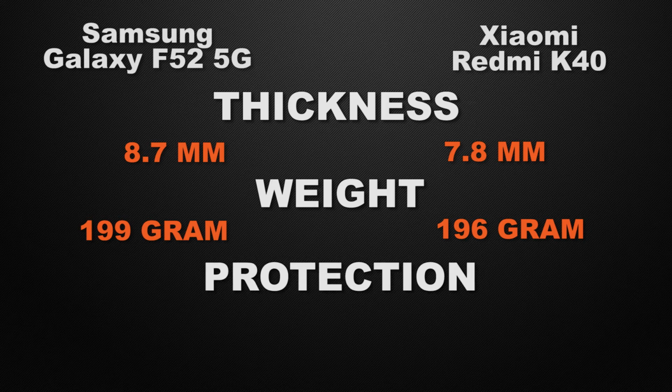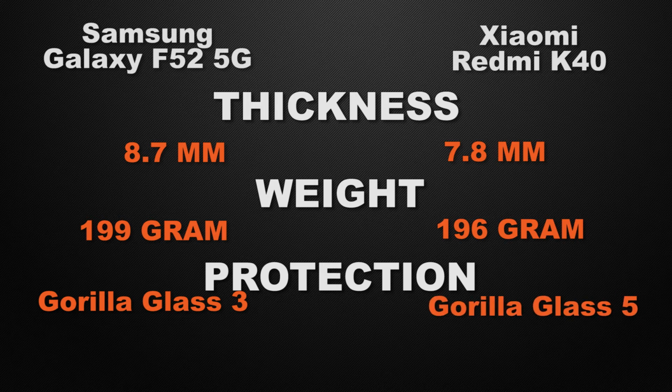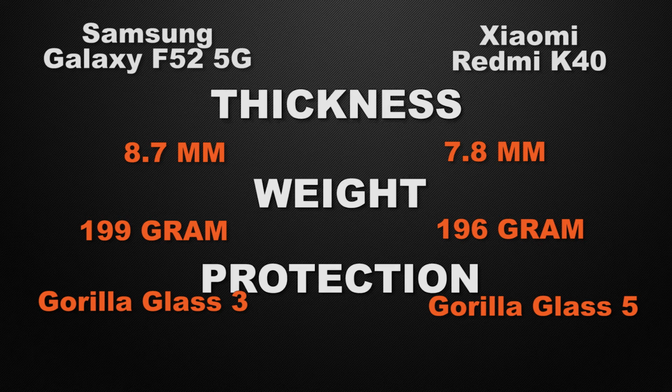And about the protective glass of the devices, F52 has Gorilla Glass 3, whereas K40 has Gorilla Glass 5. So the winner here is K40 because it has a newer generation of glass which is more durable than its older generation.